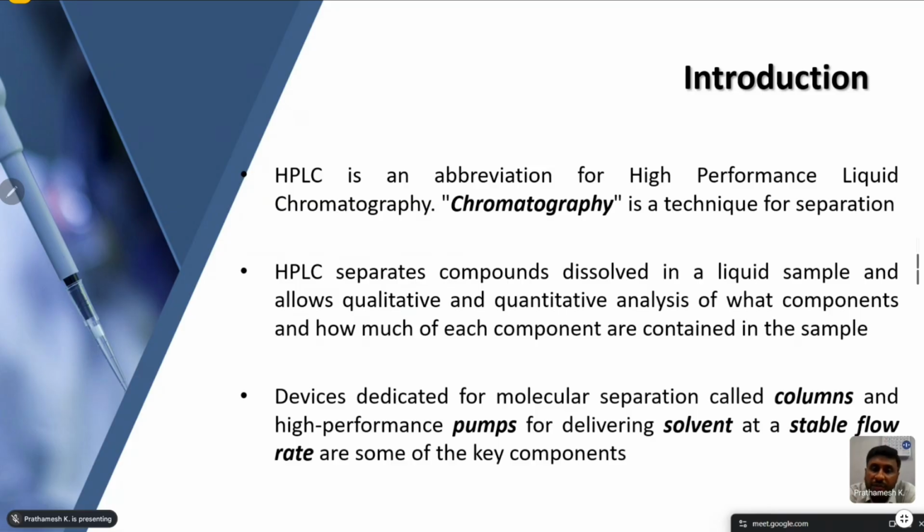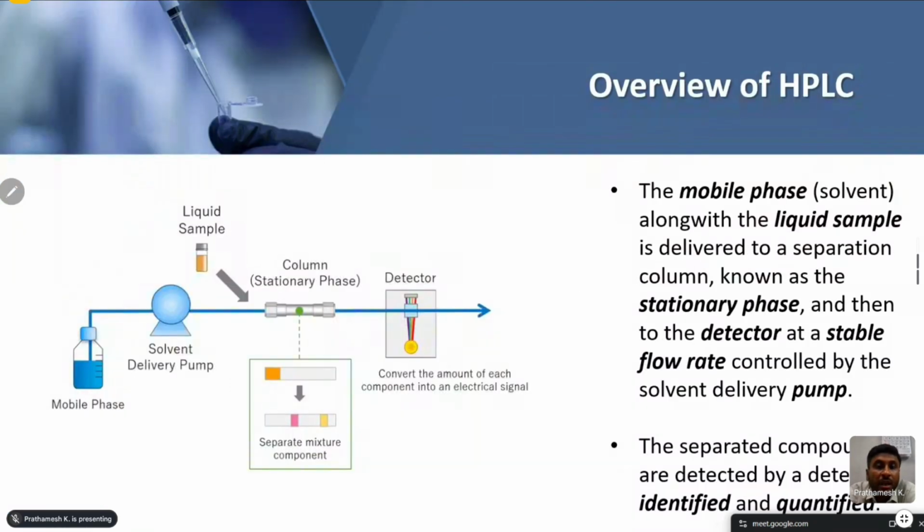The devices which are dedicated for such kind of separation: first is a column. You might have commonly heard about this word column. Then you have a pump, which actually delivers the solvent at a stable flow rate. These are some key components of an HPLC: a column, a pump, a solvent. I'll get into the details in the further slides.